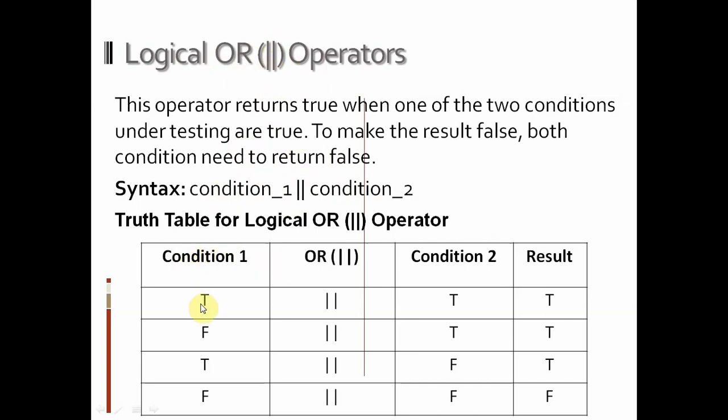We can look here, true OR true will be true, and if one condition is false and the second condition is true, then it will return true. And if the first condition is true and second is false, still it will return true. And if both are false, then it will return false. So it is just the opposite of the AND operation.